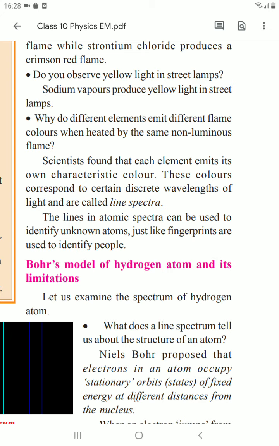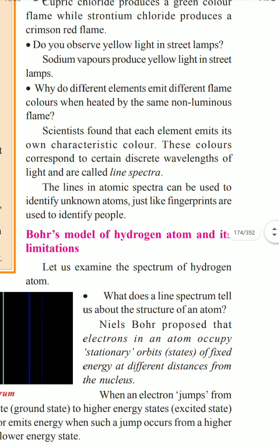This line spectra is very useful to us to know about the different atoms and their wavelengths. According to the wavelength, we know what the frequency of light is, and due to this we are able to understand what the different atoms are, how many atoms are there, and how they exist in that particular object. All of these we can understand by using the line spectrum. So the lines in atomic spectra can be used to identify unknown atoms.